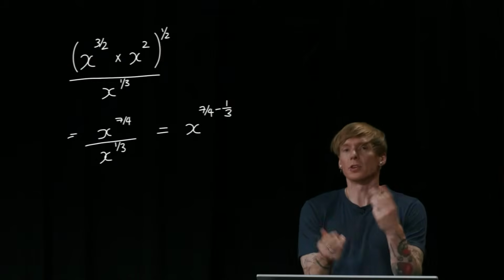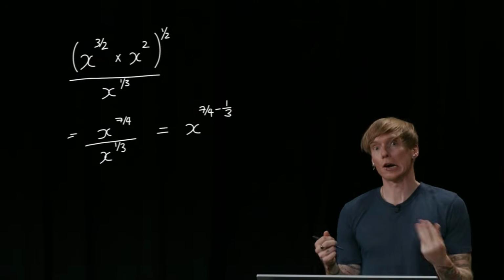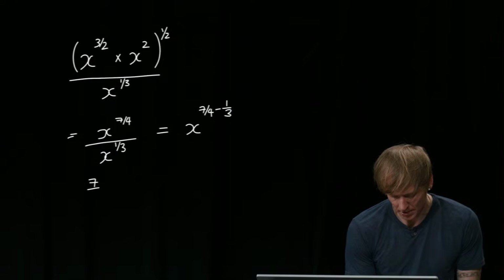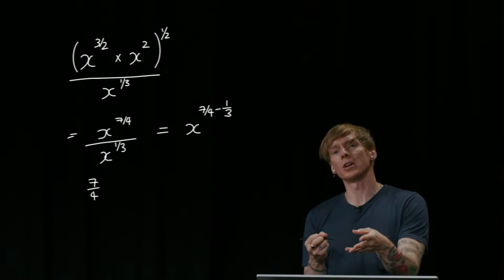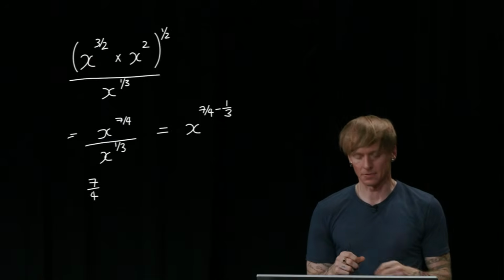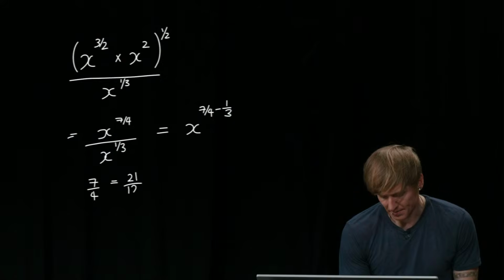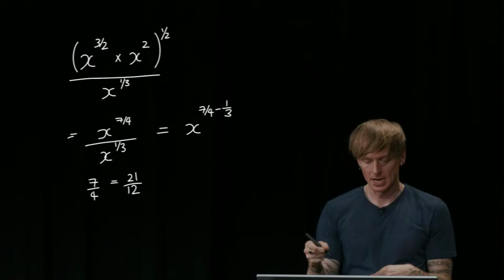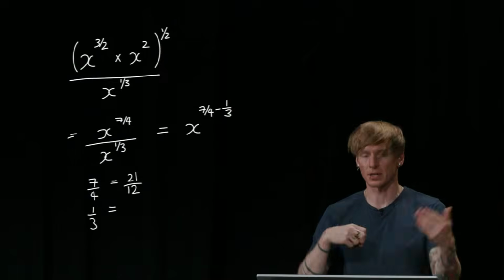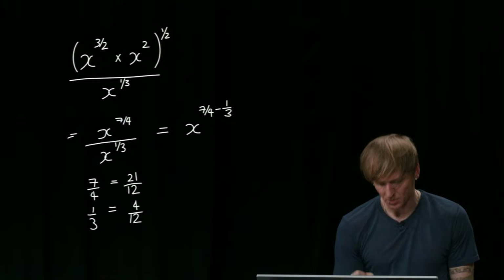And now again, we have to do our work with fractions. So we want to subtract two fractions, so we need them to have a common denominator. So 7 over 4, and then we want to also compare that to 1/3. So if we multiply 4 and 3, that's going to give us the same common denominator for them. So 7 over 4 is the same as 21 divided by 12, multiplying the top and the bottom by 3. And then 1/3, we can convert that by multiplying the top and the bottom by 4. That's going to give us 4 divided by 12.